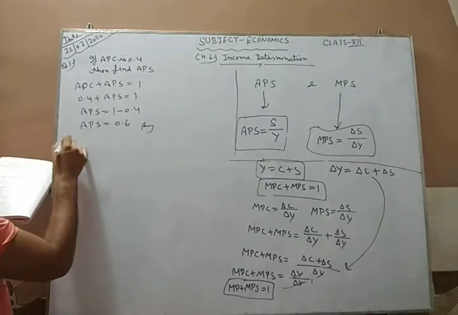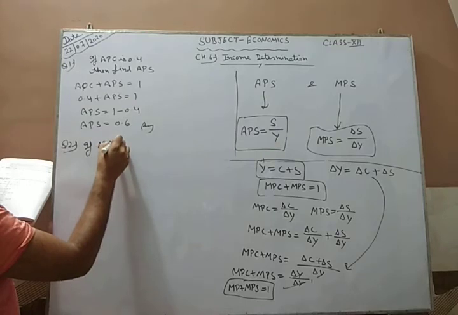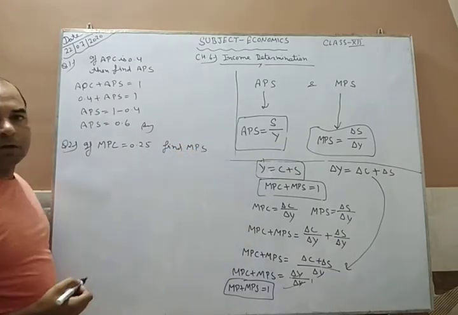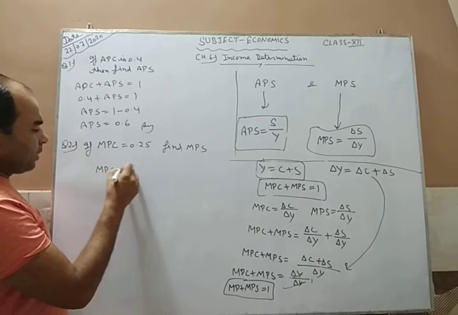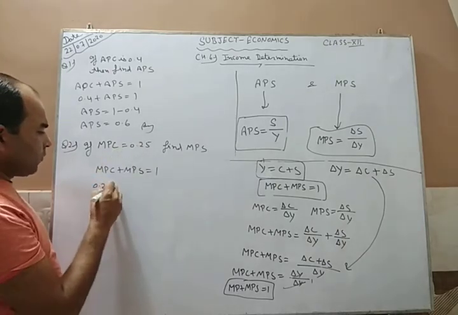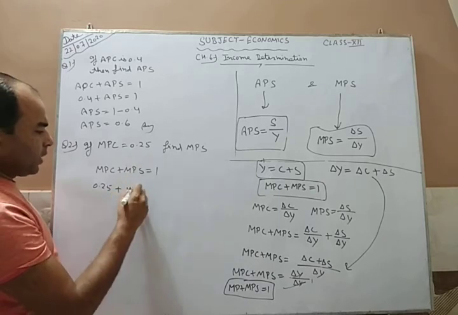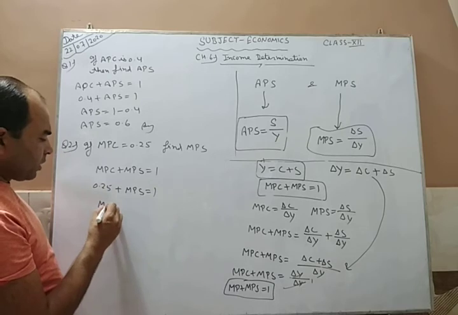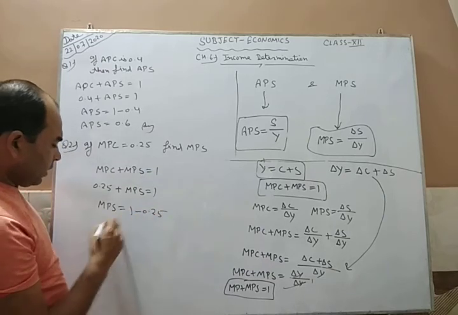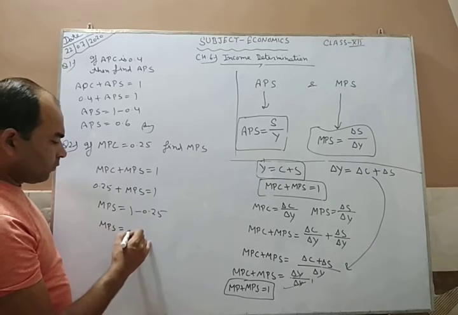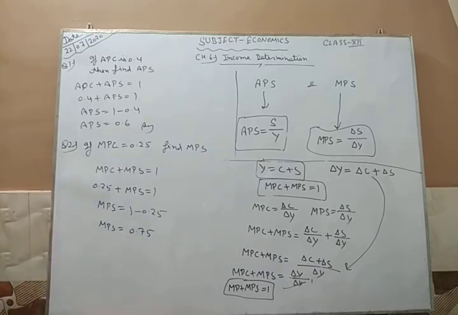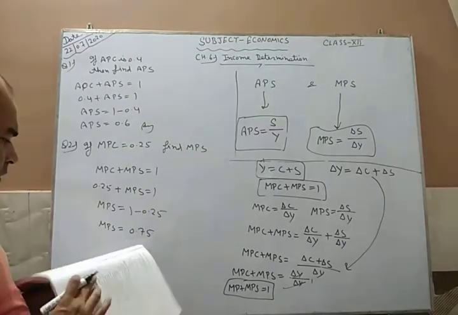If MPC is equal to 0.25, find MPS. Students, you are aware that MPC plus MPS is also equal to 1. MPC is given, put the value 0.25 plus MPS, which we have to calculate, is equal to 1. To calculate MPS, what will we do? The 0.25 goes to the other side with minus. So MPS will become 1 minus 0.25, which is equal to 0.75. Students, MPC and APC are always less than 1. So you can easily calculate this numerical.